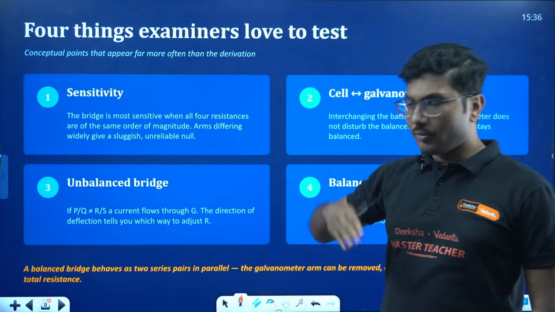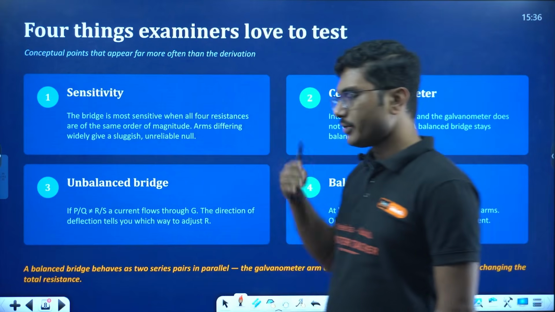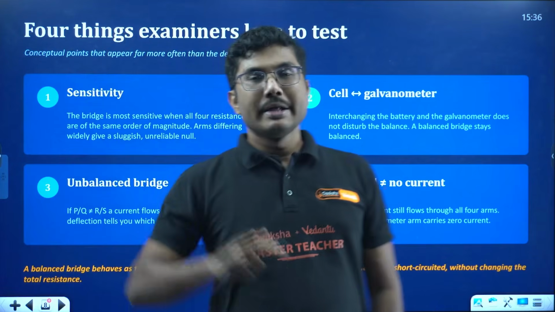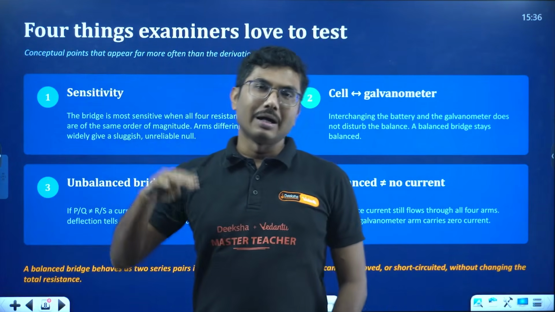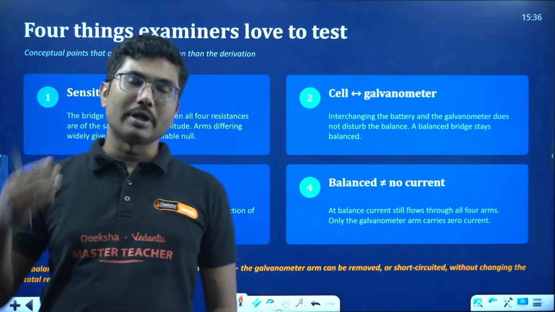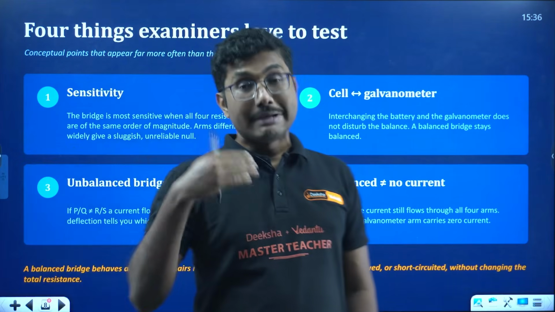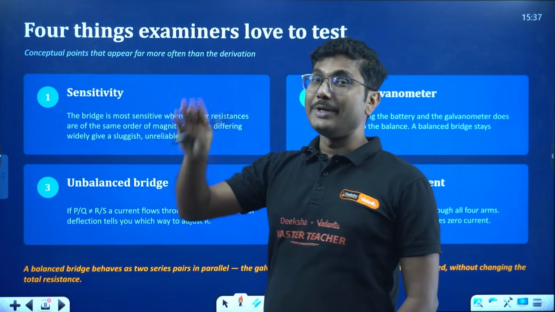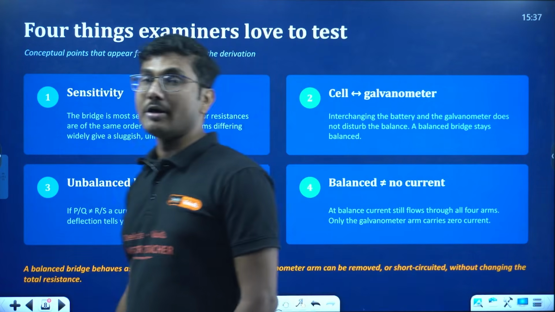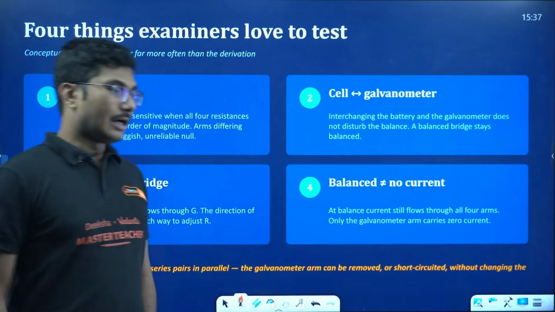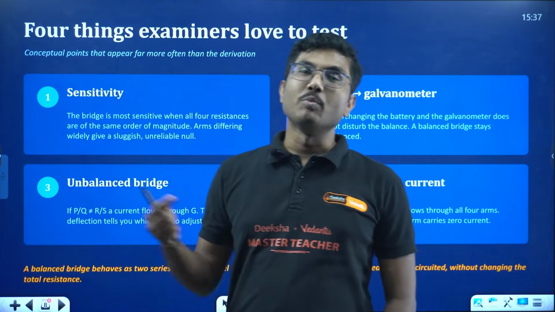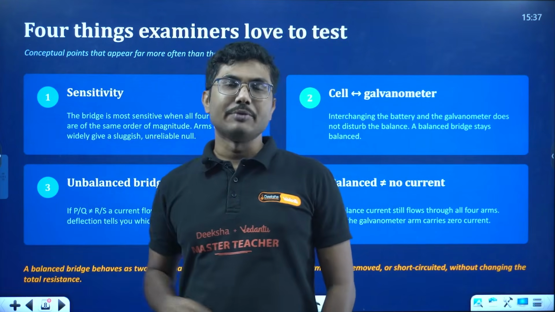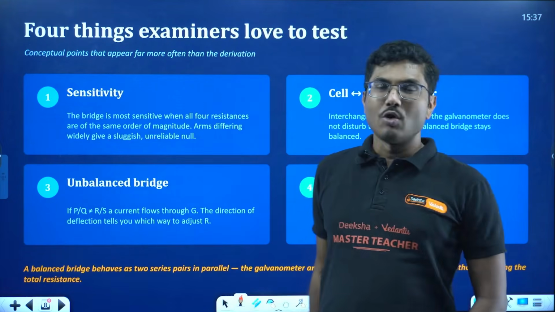If all 4 resistances are almost of the same order, for example, if your unknown resistance is 50 ohm, then everything should be very close to 50 ohm. Then you will get a better null point. Your result will be more realistic. If your unknown resistance is 50 ohm and your P and Q are 500 ohm, then you might not get a very good null point. Instead of getting 50 ohm, you might get a value of the order of 45 to 55. You will not get exactly 50 ohm as an answer.